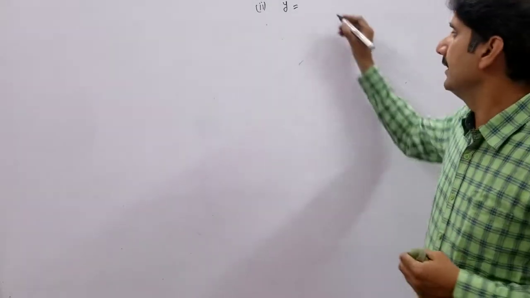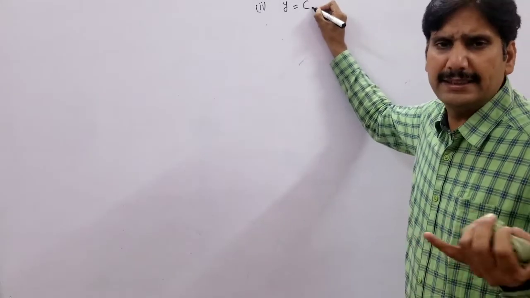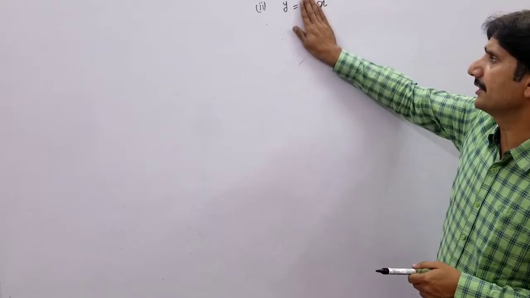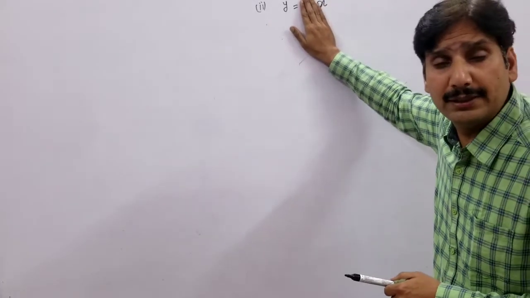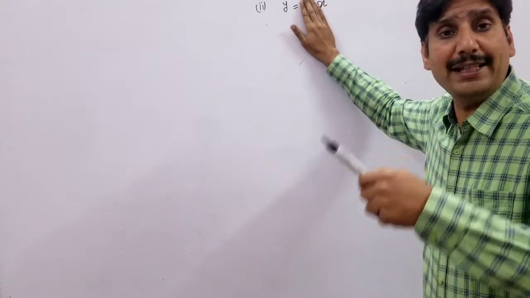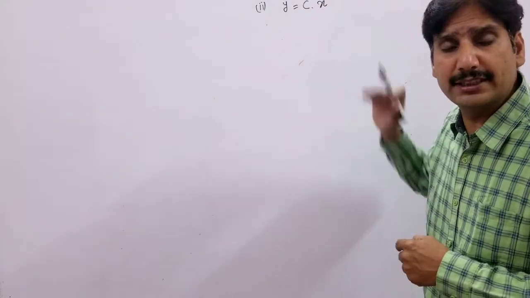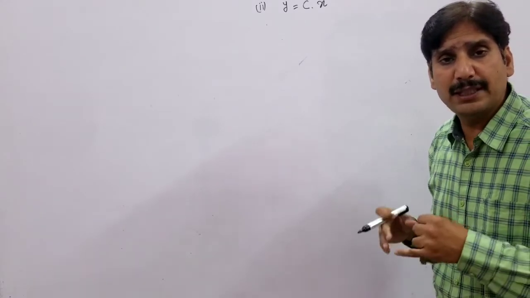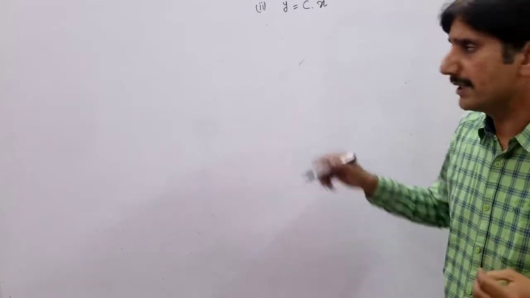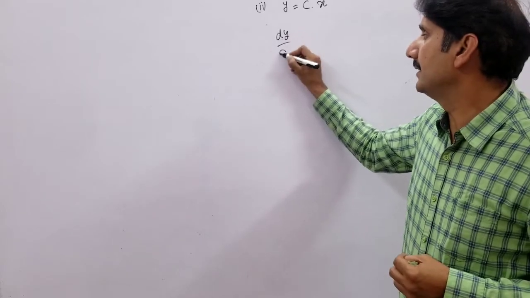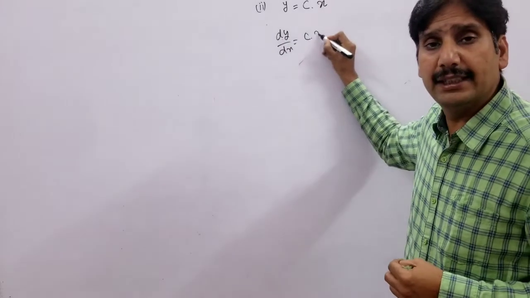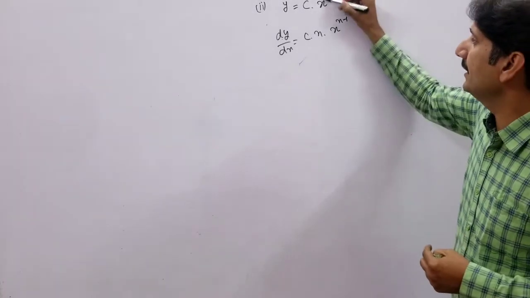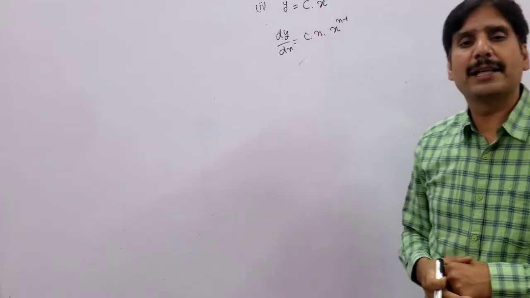What if y is equal to some constant c multiplied by x raised to the power n? We already know the differentiation for x raised to the power n. I hope you remember, that was n into x raised to the power n minus 1. But what if there is some constant c being multiplied with that x raised to the power n? No problem. dy by dx would be c into n into x raised to the power n minus 1. So simply this n gets multiplied with this constant c.